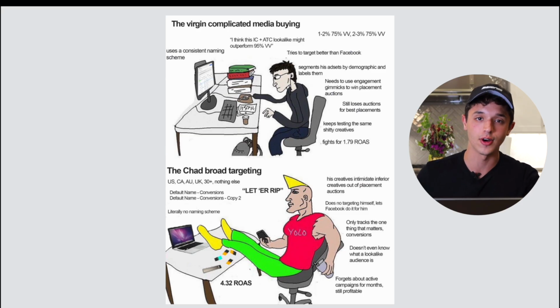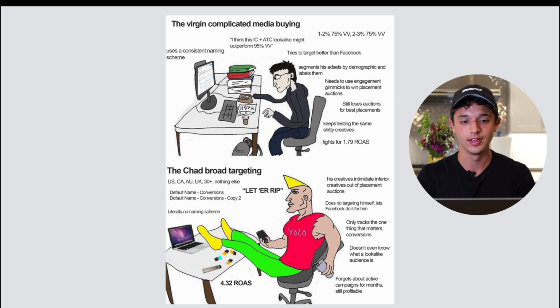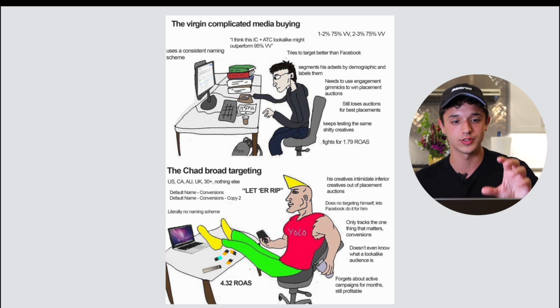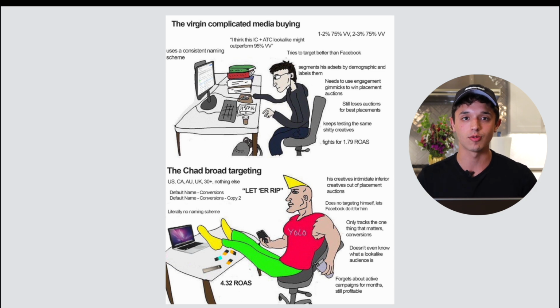So this right here is just kind of a funny meme that pops up every once in a while. I see it, and I wanted to include it in this video because it very much applies to the strategy I'm sharing, which pretty much separates the top person, the way of running ads being very, very specific, a consistent naming scheme, very specific audiences and different types of placements and targeting, etc. Fighting for a 1.79 ROAS versus the Chad broad targeting method of just kind of going with the flow, letting Facebook do its thing, and the jewel pods there with a 4.32 ROAS.